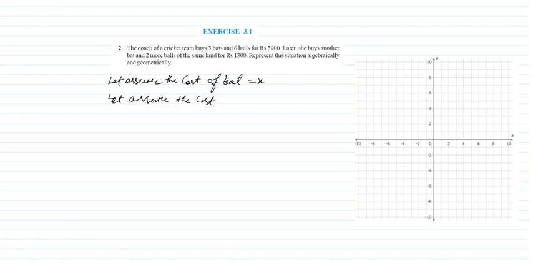So the coach has bought bats, so the amount spent in buying bats is 3x, while the amount spent in buying balls is 7y, and initially the coach paid rupees 3900. Later, one bat is x, 2 balls is 2y, and the payment is 1300. So these are the equations framed from the given situations.